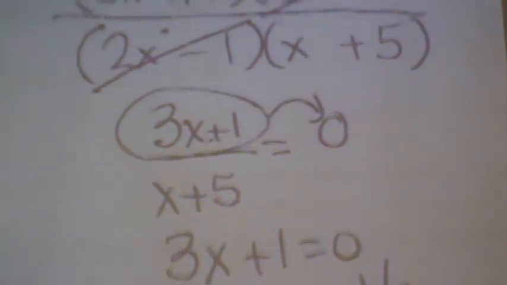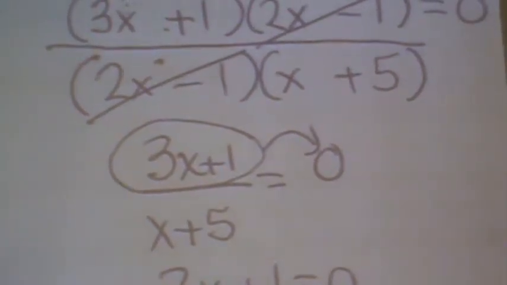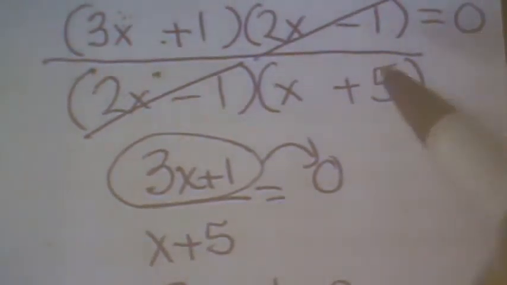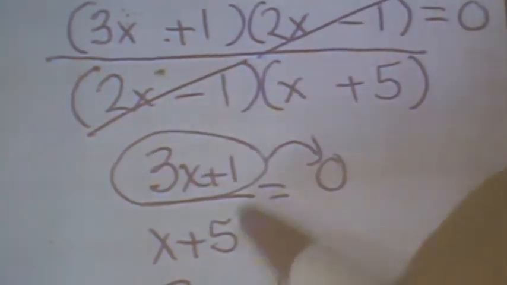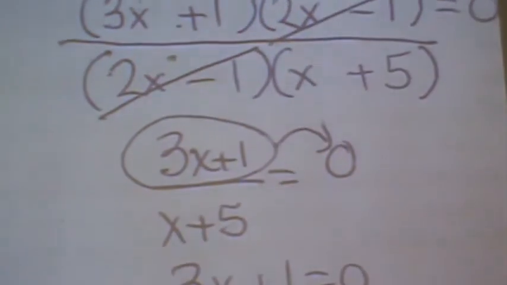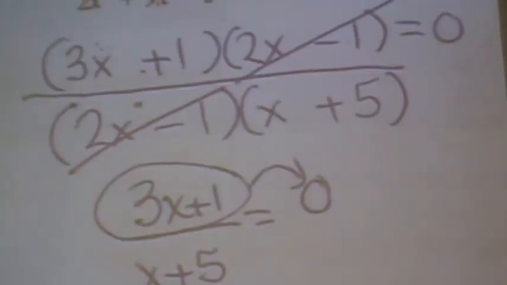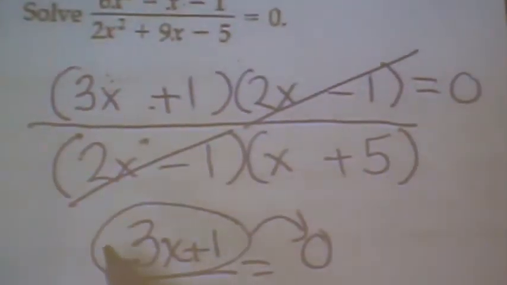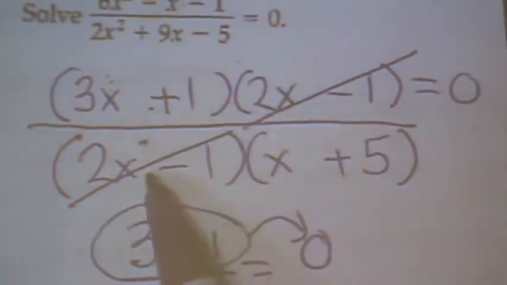I like this one. You like that one? Yeah, just forget the denominator. After you cancel like factors, you just set the numerator equal to 0. The denominator is irrelevant. Now, question for you, what if this was not cancelable?